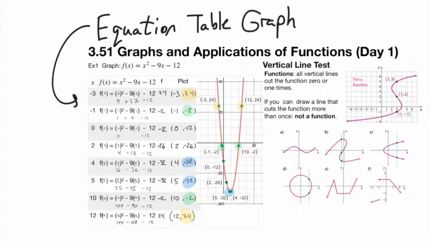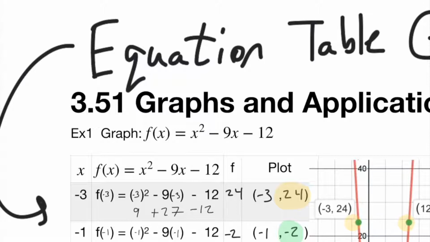Here we go. This is section 3.51, graphs and applications, functions. And we're going to take this over the course of a couple days. This is day 1. So anytime they ask for you to graph a function like this, where you can't just do y-intercept and slope, rise over run, for example, it's a quadratic, it's a bit more complicated.